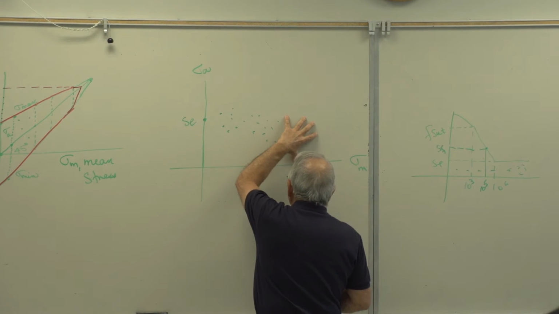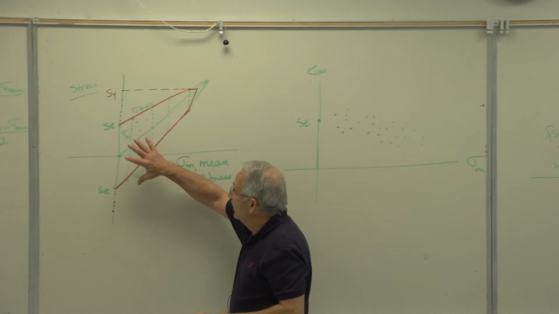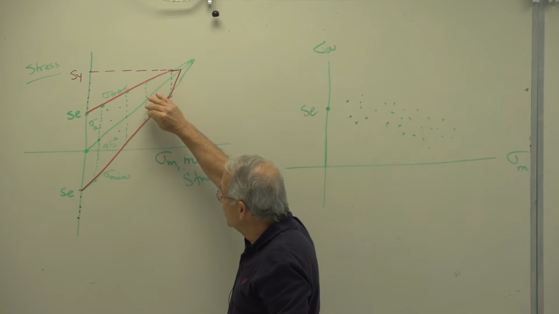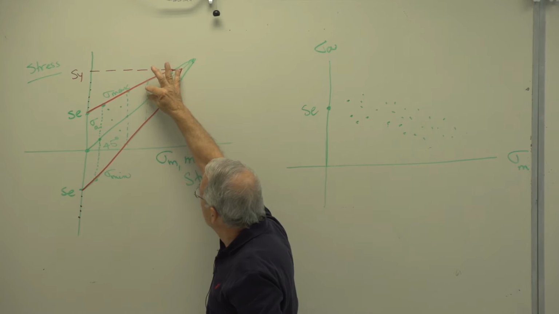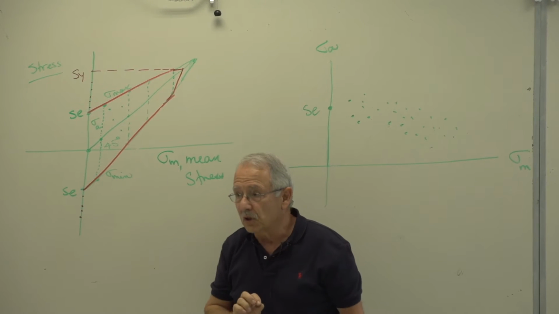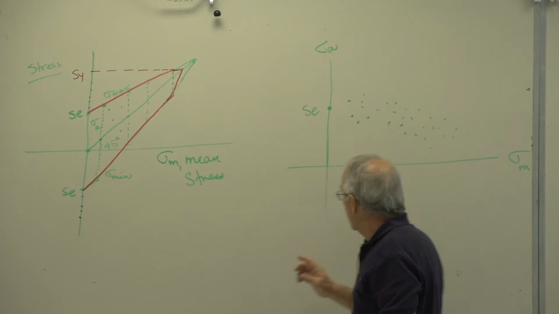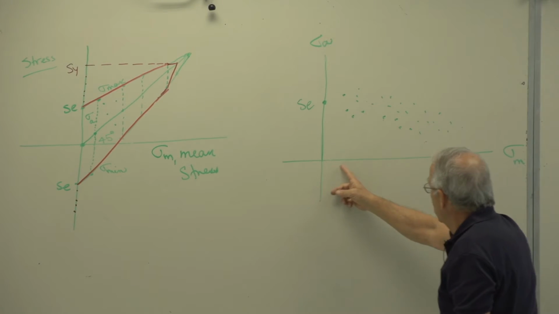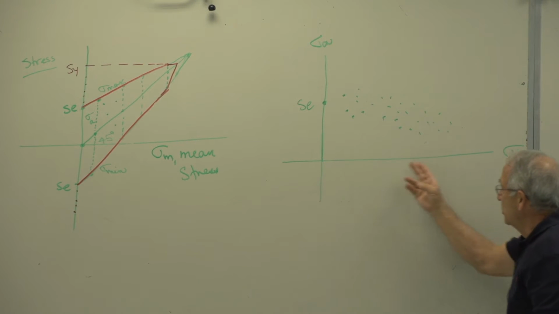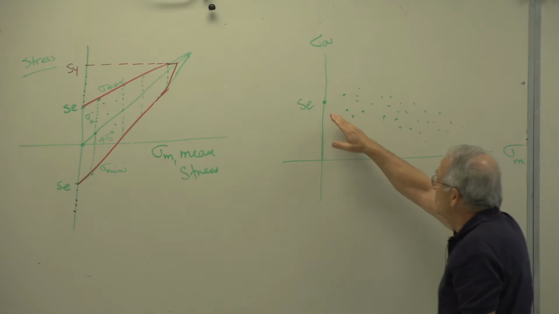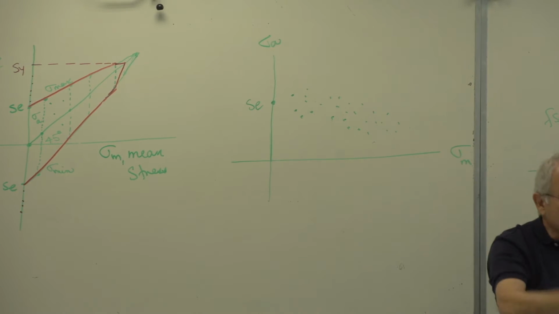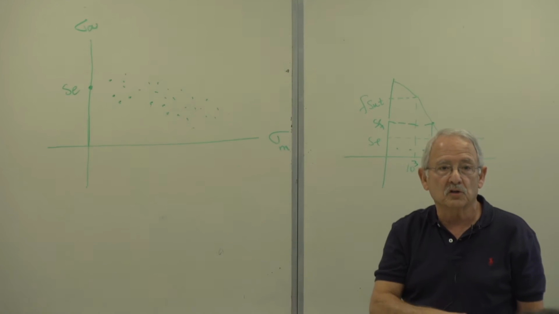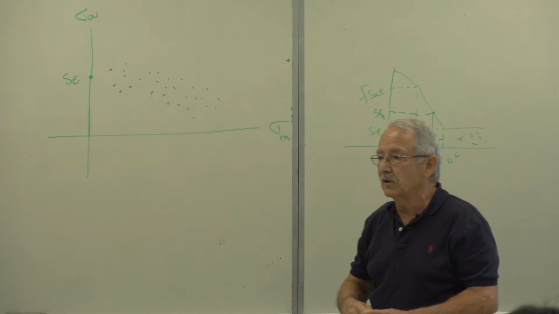Looking at this graph with the experimental points, with what we just talked about, the increase of sigma m will lead to the decrease of sigma a. So here is sigma a, there is sigma m. Increase of sigma m leads to decrease of sigma a. You must decrease sigma a to still have a life of 10 to the 6. If you don't, there won't be a life of 10 to the 6.